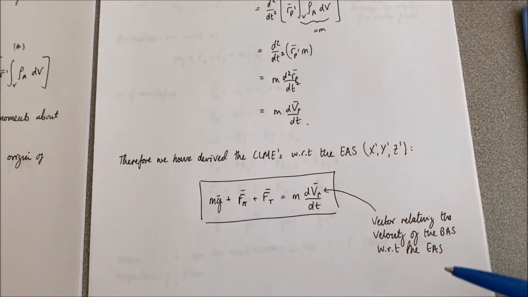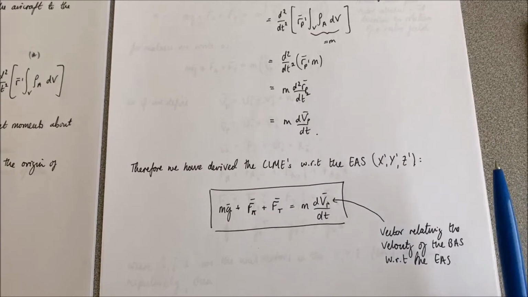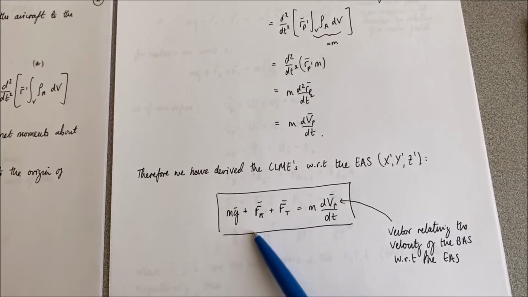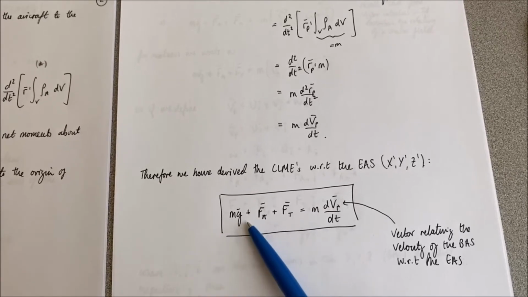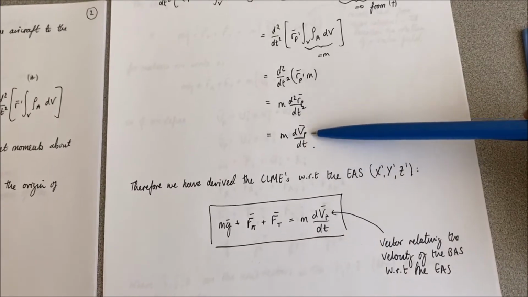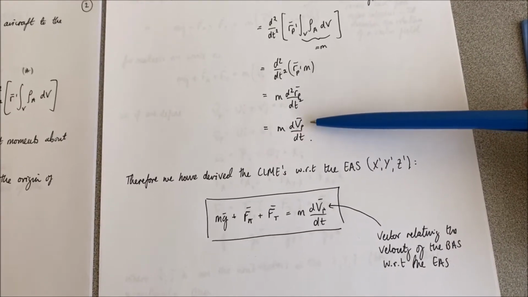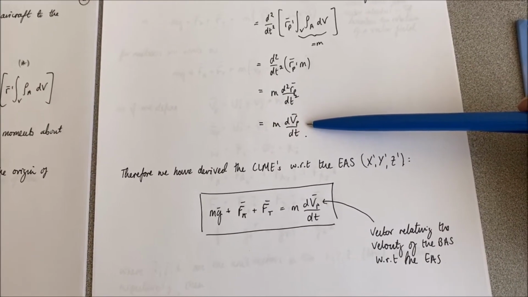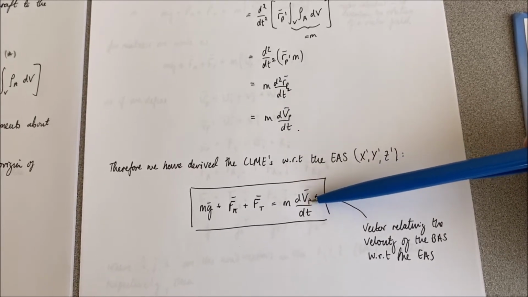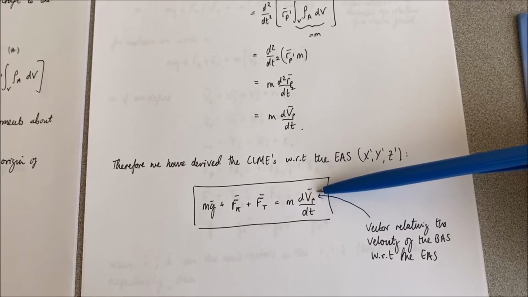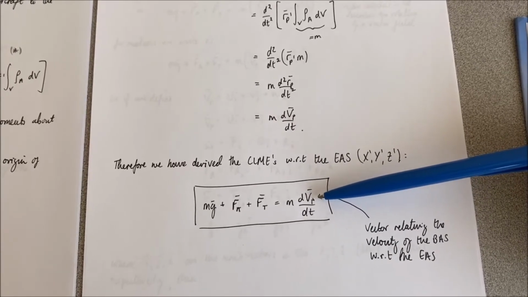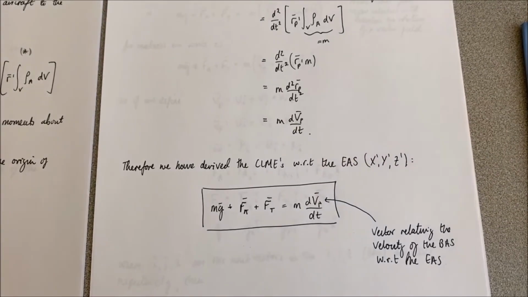So what we've done is, if we put all of those bits together, we've got our F here, which is the sum of the gravity forces, aerodynamic forces, thrust forces, equals ma, which we have just derived with respect to the Earth axis system. So here, v bar sub p is the vector relating the velocity of the body axis system with respect to the Earth axis system.